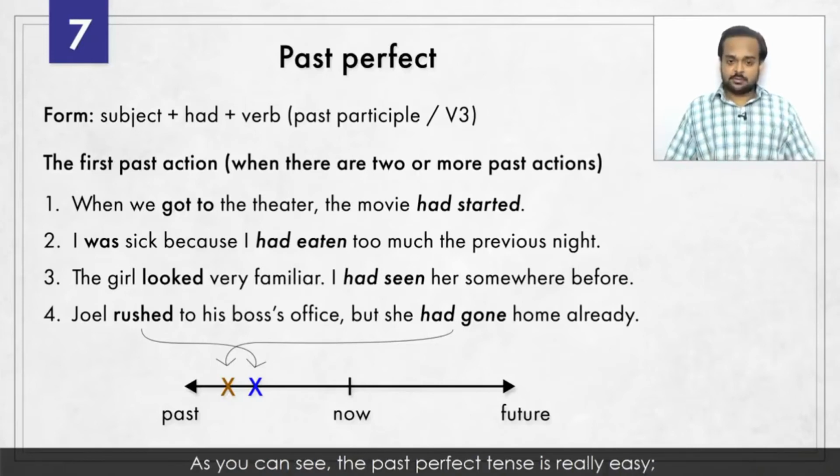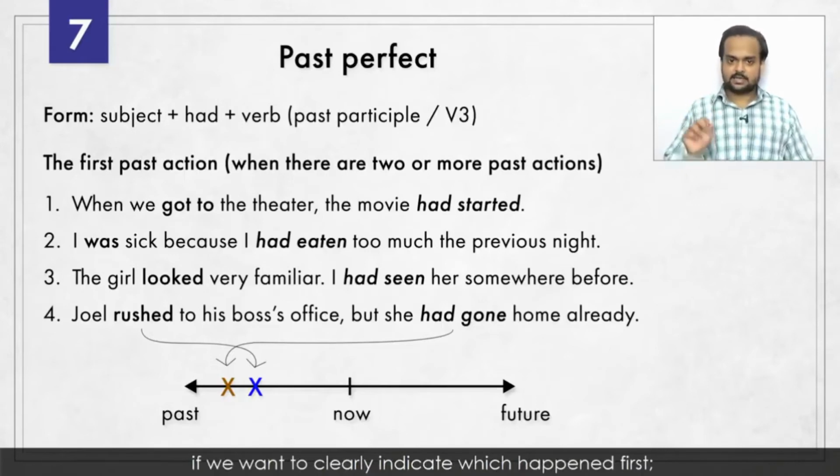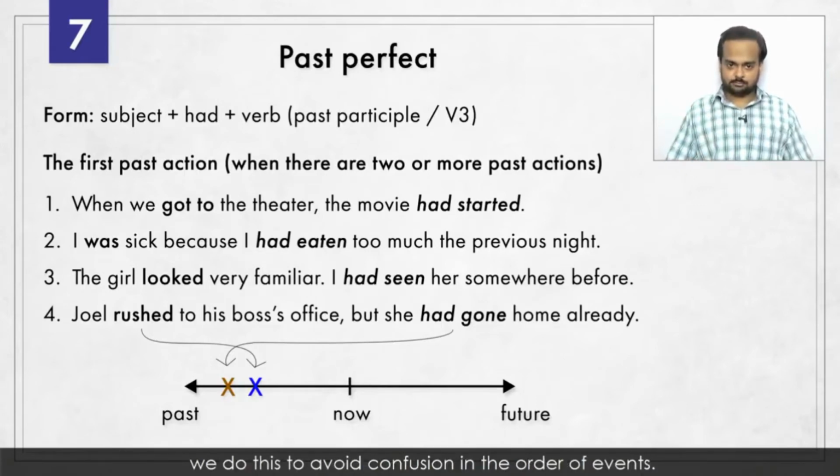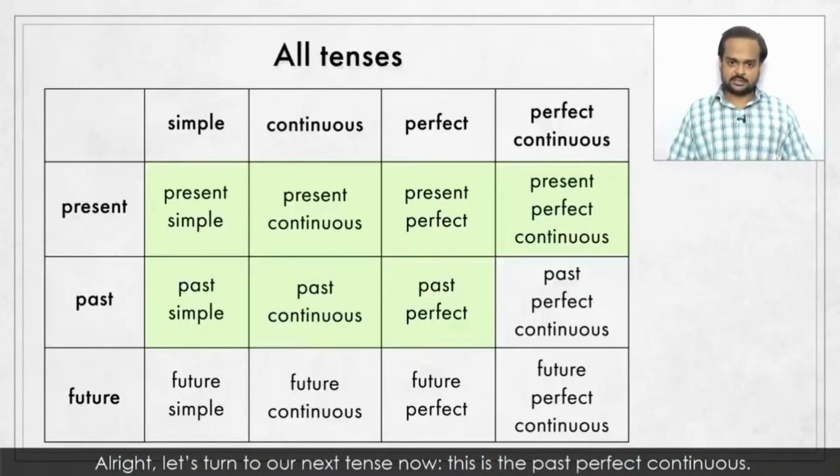As you can see, the past perfect tense is really easy. Just remember that when we have two past actions, we use the past perfect if we want to clearly indicate which happened first. We do this to avoid confusion in the order of events. All right, let's turn to our next tense now.